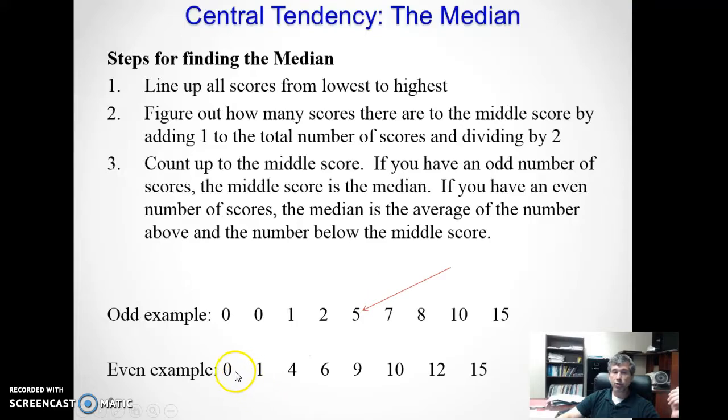With even numbers, it's a little trickier. Here we have 8 scores, so we say, okay, 8 plus 1 is 9. 9 divided by 2 is 4.5. There is no 4.5 highest score, so instead we say we're going to take the 4th highest and the 5th highest score and average them together. 1, 2, 3, 4. 4th highest score is 6. 5th highest score is 9. We add them together, divide by 2. The median would be 7.5.